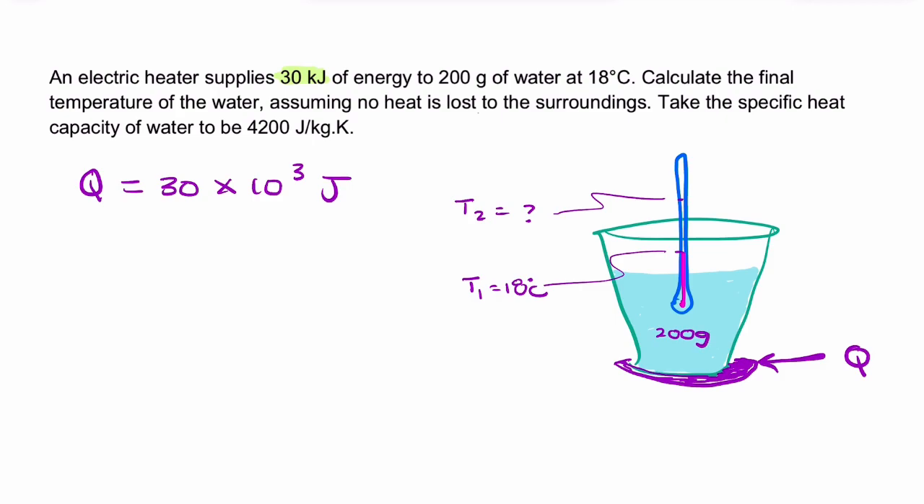All right, so if we write this out, the mass is 200, and to convert that to kilograms, you multiply by 10 to the minus 3. Your initial temperature is 18 degrees Celsius, and the specific heat capacity of water is 4,200.